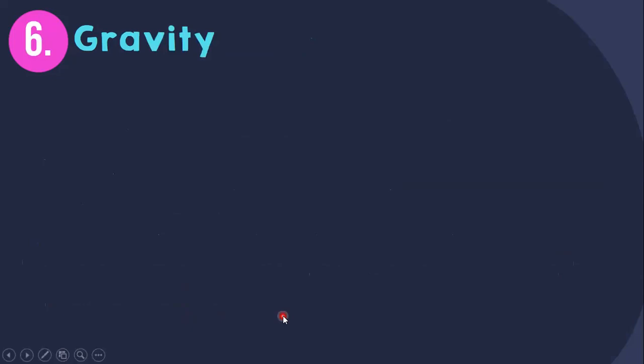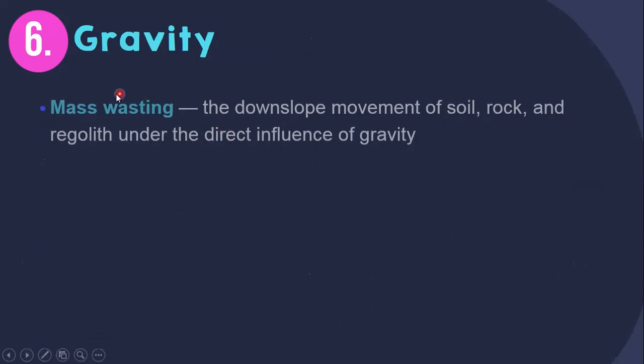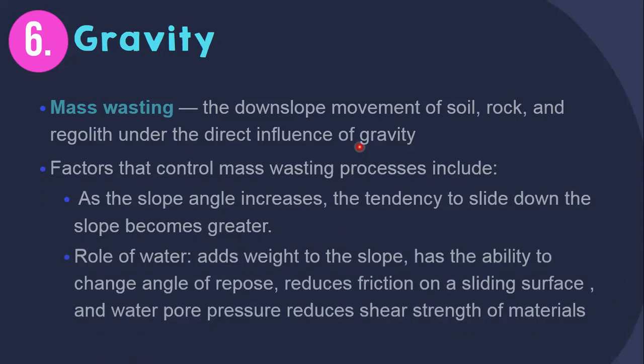The last agent of erosion is gravity. So when we say gravity, we have what we call the term mass wasting. It is the downslope movement of soil, rock, and regolith under the direct influence of your gravity. So when we say a landslide, the movement of rock from the mountain downwards, we call that mass wasting. With the influence of your gravity, that's why our solid materials move.